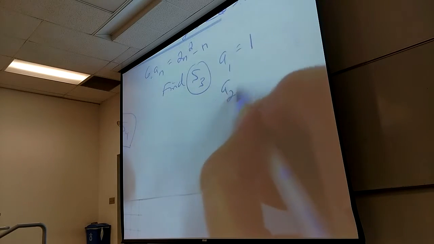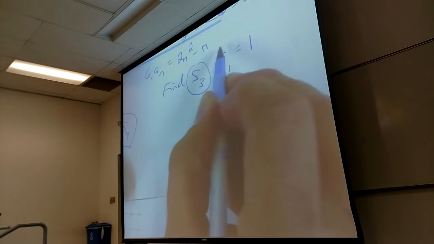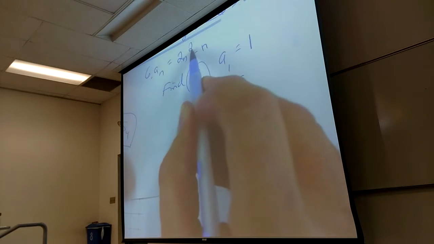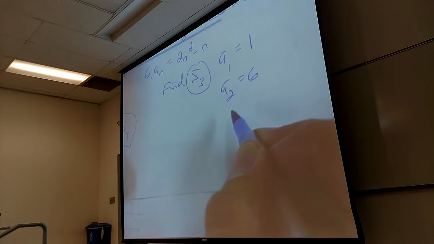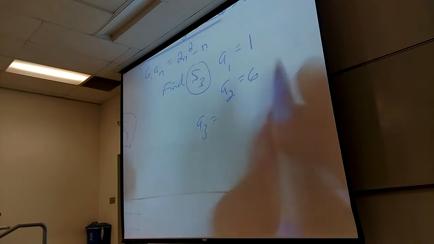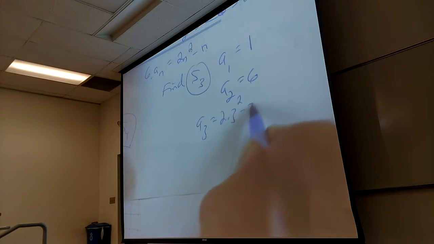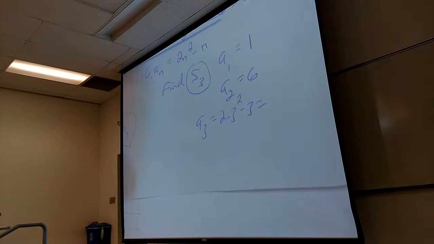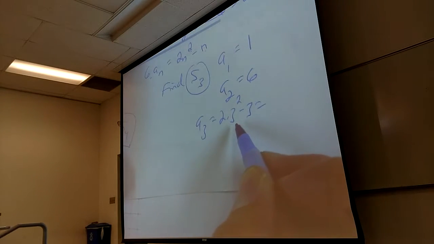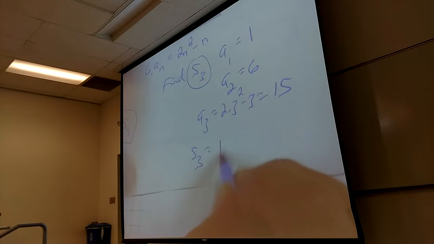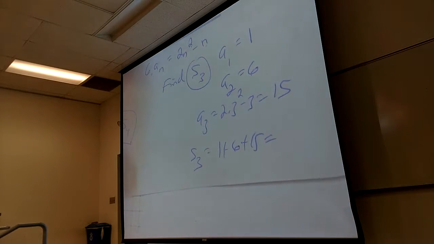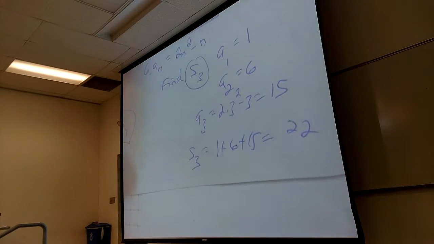1. What's A2? Right? Because if you plug a 1 in, you get 2 minus 1. A2 would be 2 times 2 squared, 2 times 4 is 8, minus 2, 6. Pretty cool with that? Let me just write out A3, just to make sure everybody's cool with that. A3 would be 2 times 3 squared minus 3, right? Plug a 3 in for n. So we get 2 times 9, 18, minus 3 is 15. So here S3 would be 1 plus 6 plus 15, 22. I like it.